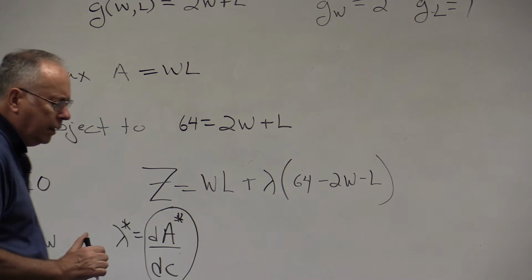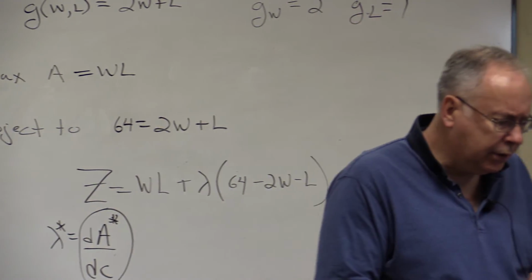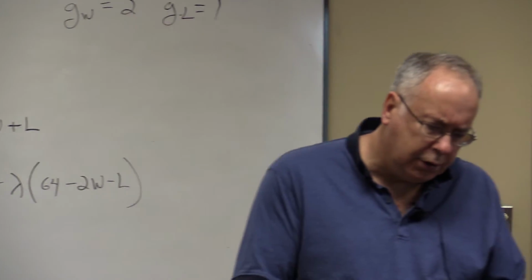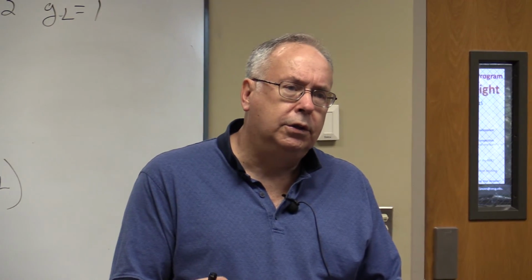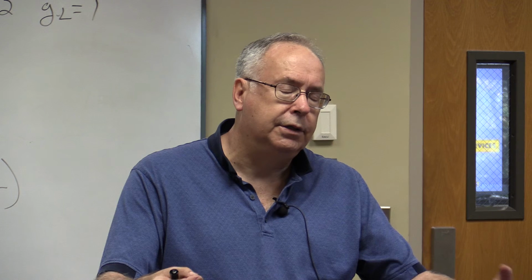Okay, so the optimal value of the Lagrange multiplier tells you how sensitive your optimal solution value is to a slight increase in whatever the constant is in your constraint. And here the constant is 64 feet of fencing.